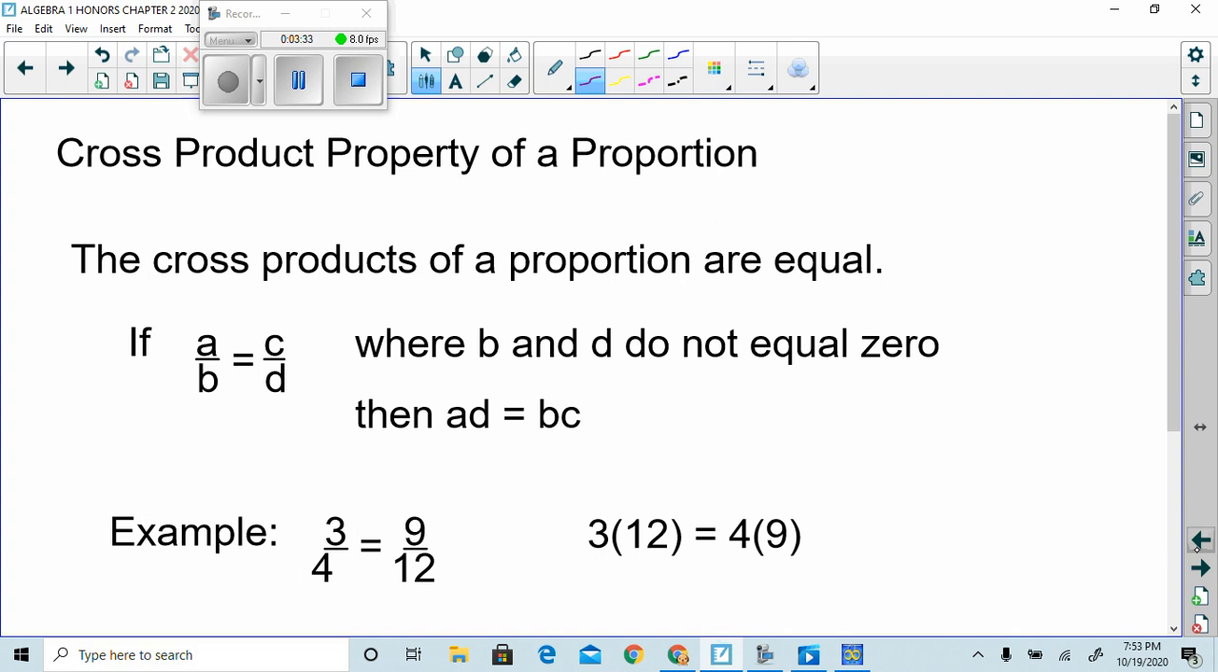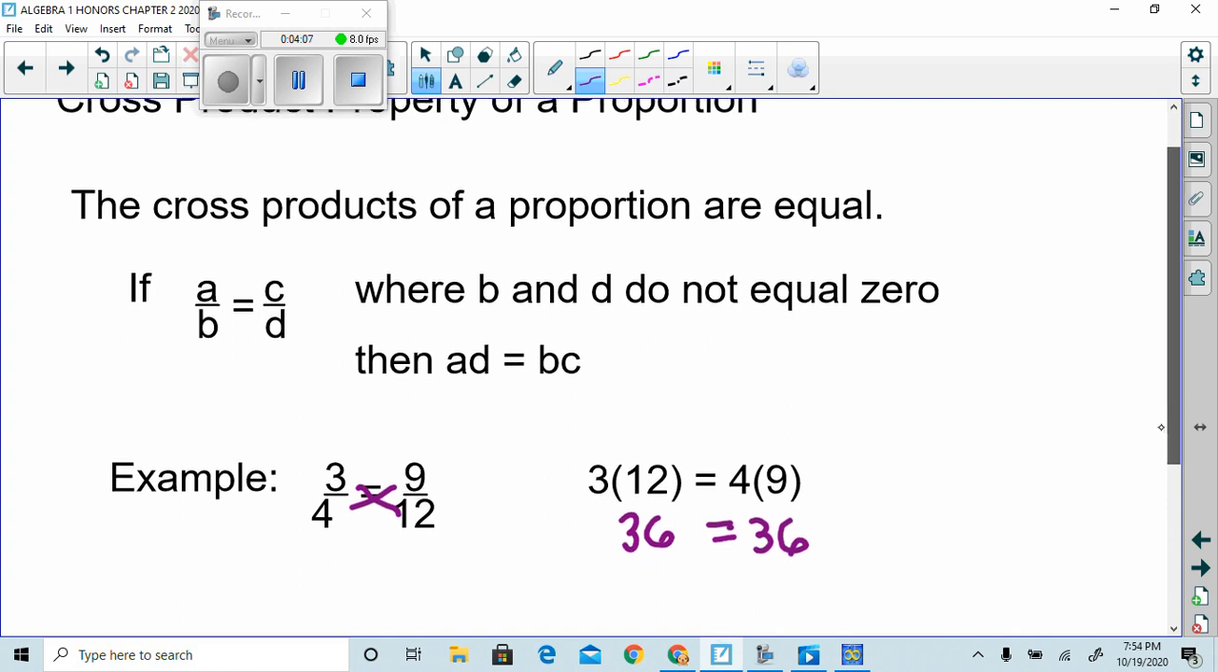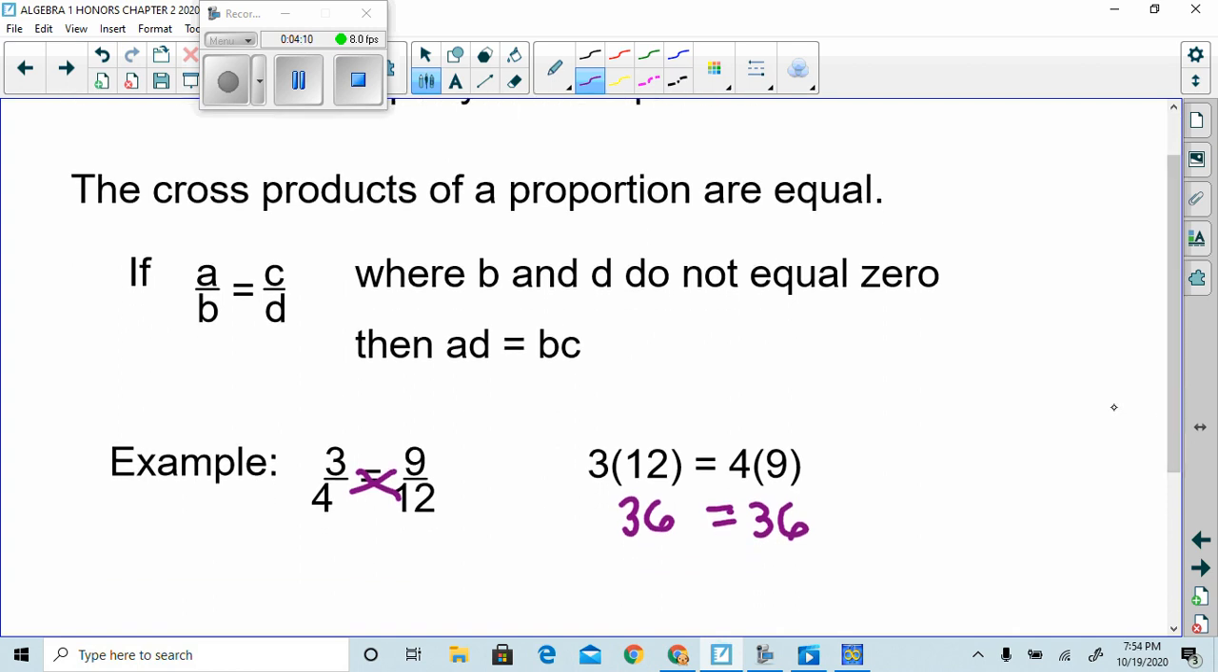So we're going to look at multiplying the extremes and the means. A times D equals B times C, as long as B and D are not equal to 0, because if you recall, we cannot divide by 0. So we're going to multiply that 3 times 12, and that will give me a 36. And I'm going to multiply the 4 times 9 to give me also 36. So we see that forms a true proportion. If those numbers were not equal, then it would not be a proportion.